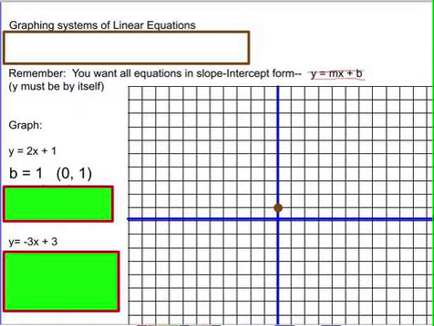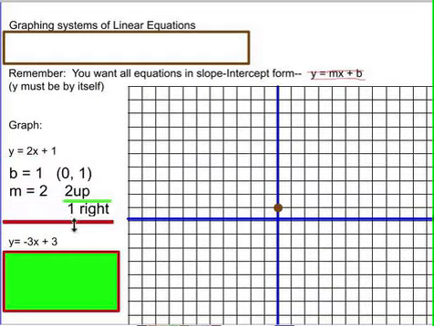Then we're going to use our slope. Since our slope is 2, that means we have to go 2 up and 1 to the right. Anytime we have a whole number slope, all we have to do is put it over 1. If the slope is positive, we go up and to the right. If the number is negative, we go down and to the right. We always move to the right.